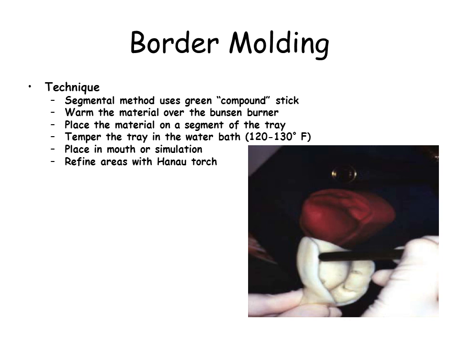There are other materials and methods for achieving a registration of functional border movements. We will apply the green stick compound in segments, with manipulation of the tissues while the material is in a pliable state. Areas where there are rough spots can be refined with a Hanau torch. Be sure to temper the material in a water bath.